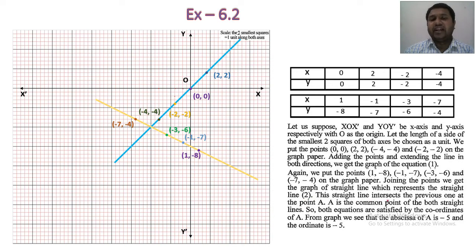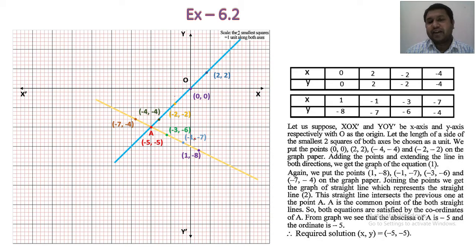This straight line intersects the previous one at a point A. Look here, it is A. So you can see the two straight lines intersect at this point, that is our point A. So we can say A is the common point of both straight lines. So both equations are satisfied by the coordinates of A.